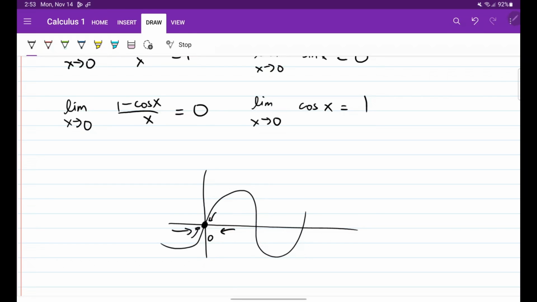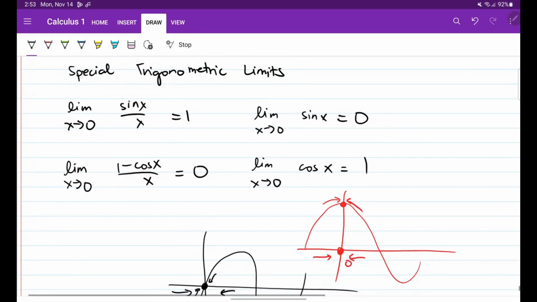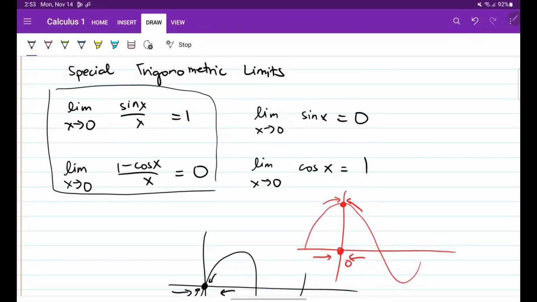Okay? And yung cosine naman, pag nag-drawing tayo ng cosine, ganun din. So, ganyan naman siya. And this is 0. So, pag nag-approach from the left and from the right, it approaches the value 1. No? So, hindi natin siya kailangan alalahanin. Okay? So, ang main na kailangan natin alalahanin is limit as x approaches 0 sin x over x is equal to 1 and limit as x approaches 0 ng 1 minus cos x over x is equal to 0.